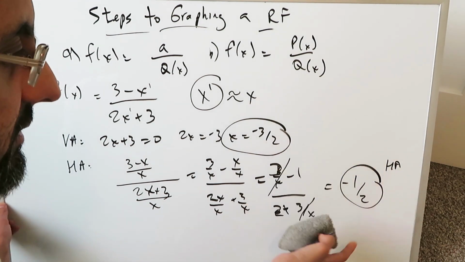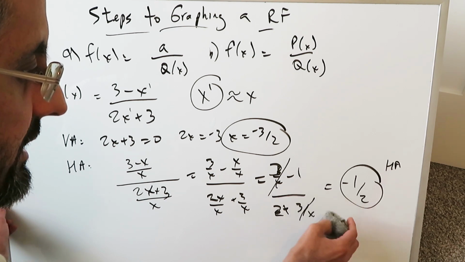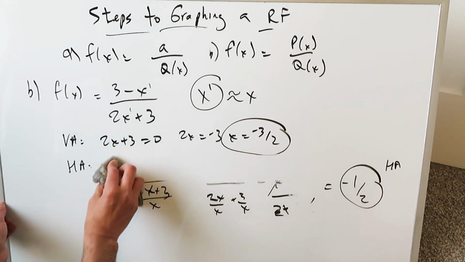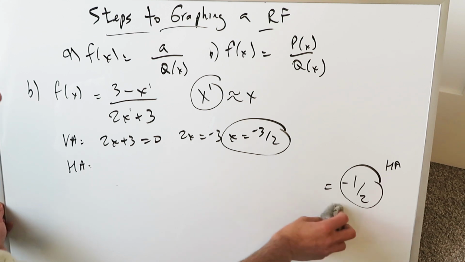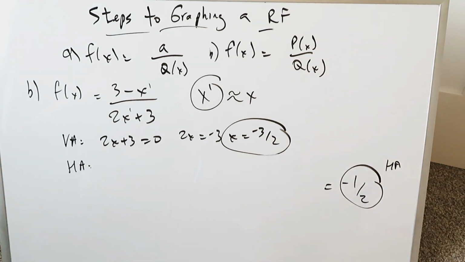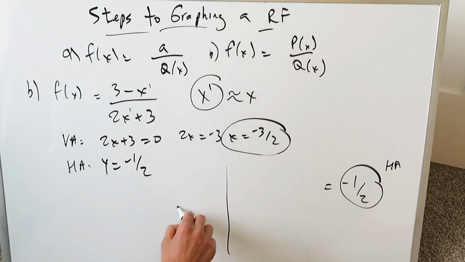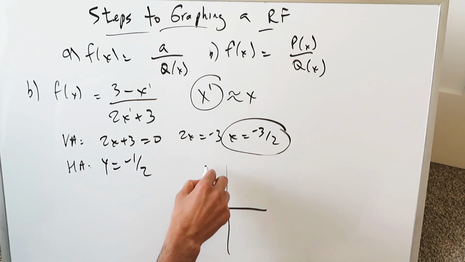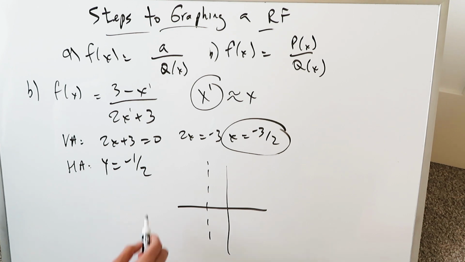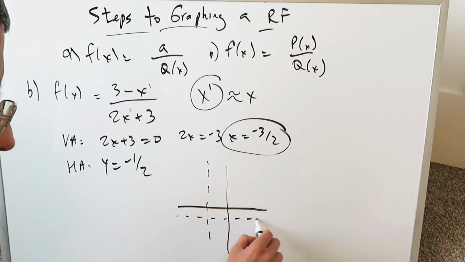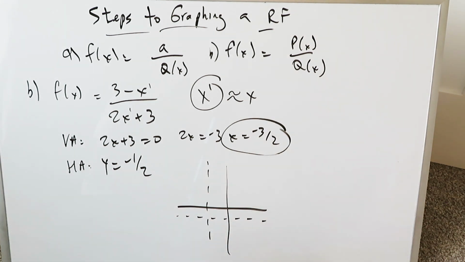So we've determined our horizontal asymptote is y equals minus 1 over 2. Remember, vertical asymptotes are always x equals, horizontal asymptotes are always y equals. Equation: y equals minus 1 over 2. Now graph these out. x is equal to minus 3 over 2 right over here. y equals minus 1 over 2 right over here. Is the origin or some y-intercept involved?